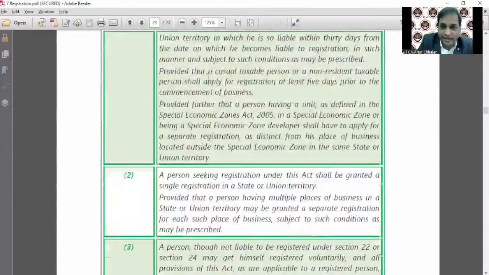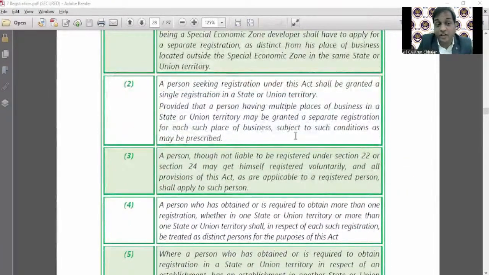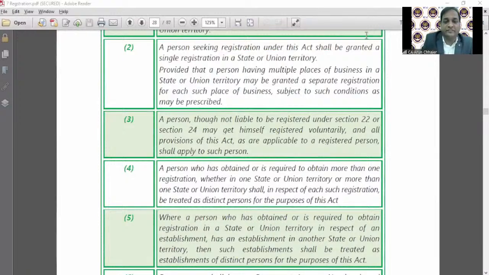So I have to take compulsory registration. If I like to take separate registration within the state, I have the option. I can take one registration in the state, no problem. If I want, I can take multiple registrations for every place of the business. 25(3) talks about if my turnover does not exceed the threshold limit. Suppose my turnover is like 2 lakh rupees. Can I take the registration? Answer is yes. Voluntarily, I can take the registration.